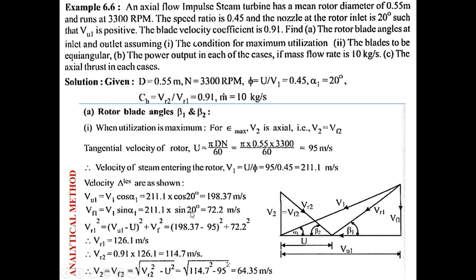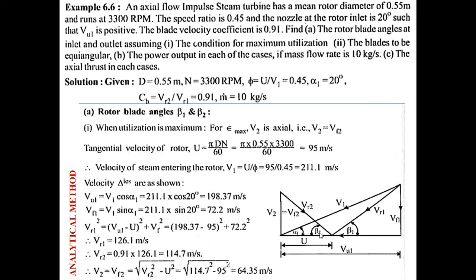So what we are doing directly, from the relation of VR2 by VR1, where is that? Here, VR2 by VR1 is 0.91. Using that value, now I have to find this VR2 value. For that, the end of U is known. This is beta end. So join this point to the tip of V1, and I'll get VR1 and beta 1. Using the relation VR2 by VR1 equals 0.91, you find out VR2 and beta 2 also.